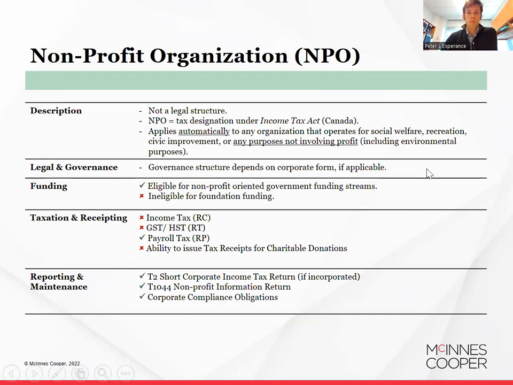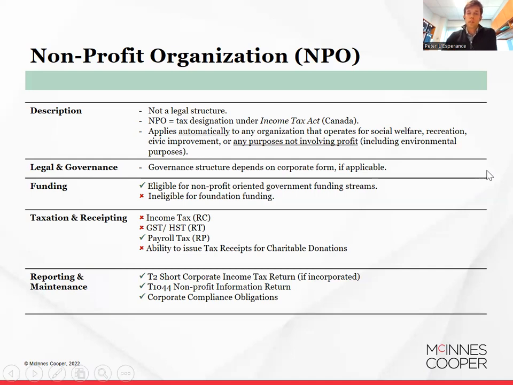So a nonprofit organization is what many organizations start out as. And a nonprofit organization is not a legal structure. Rather, it's a tax designation under the Income Tax Act. So you can set up a provincial society or, in New Brunswick, I think it's a company with letters patent and a stated nonprofit purpose, or a trust, or even an unincorporated association. And all those organizations, regardless of their legal structure, can be a nonprofit organization.